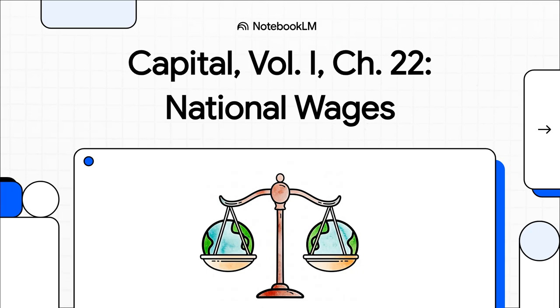So, having looked at the different forms of wages inside a single nation, we're now ready to elevate our analysis. We're going to zoom out to the international stage with Chapter 22 of Marx's Capital. This is where the law of value gets modified for the world market, and it's absolutely crucial for understanding the complex dynamics of global competition.